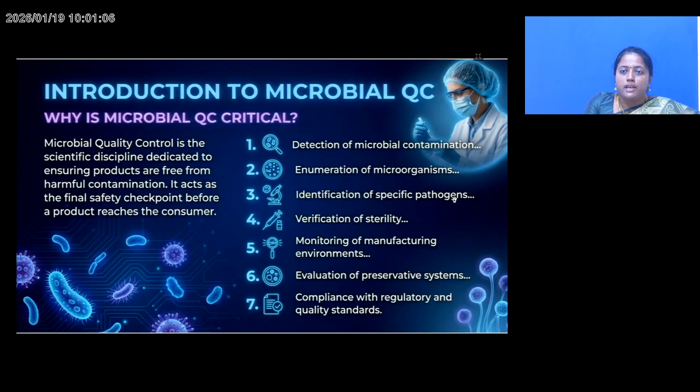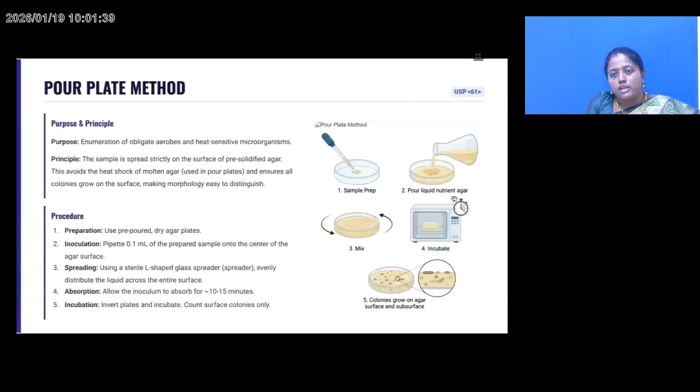We can use this microbial quality control to detect microbial contamination, enumerate the microorganisms, and identify whether a specific pathogen is present in the product or not. We can verify the sterility of the product, that is, whether it is free from microorganisms, monitor the manufacturing environmental conditions in the industries, evaluate preservative systems, and check compliance with regulatory and quality standards. So these are all the basic introductory concepts about microbial quality control.